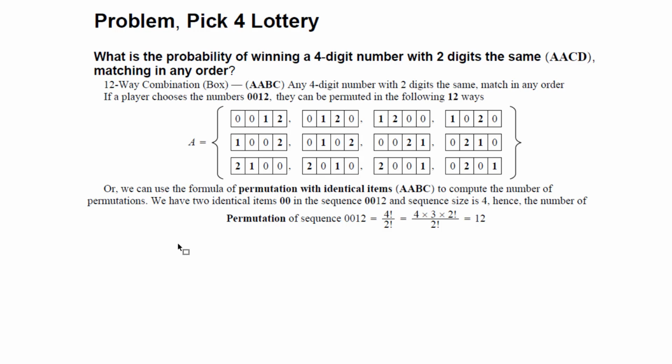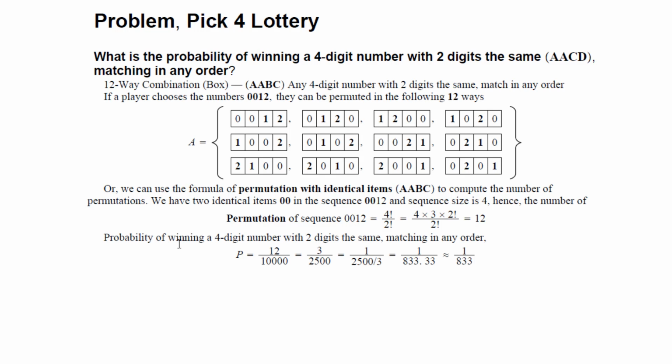So now what is the probability? We have 12 outcomes of the event divided by 10,000, and that is going to be 1 out of 833. So the odds are 1 to 833. So if we try the same sequence around 833 times, we are expected to win once.